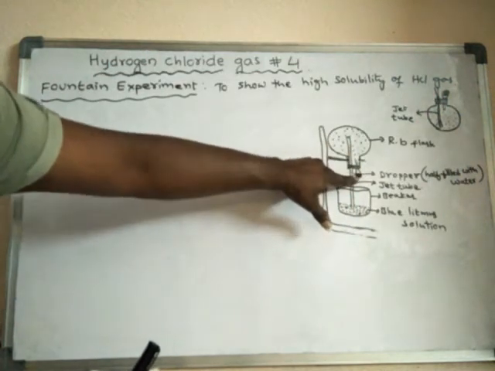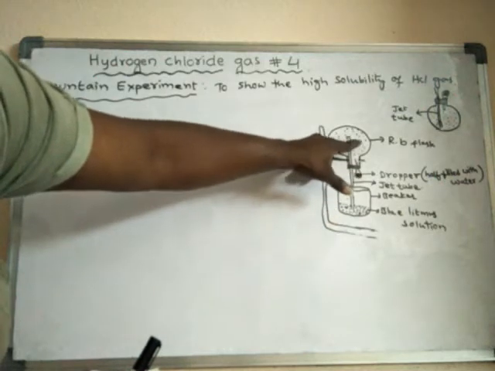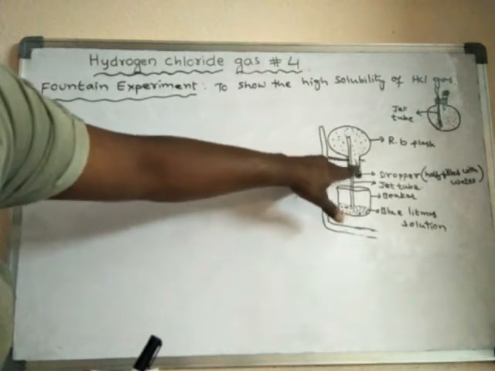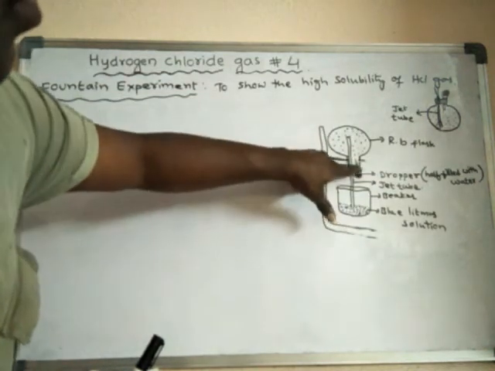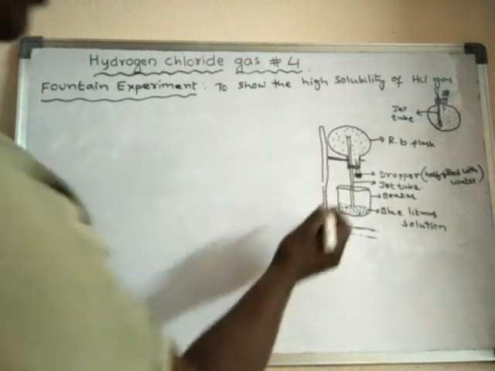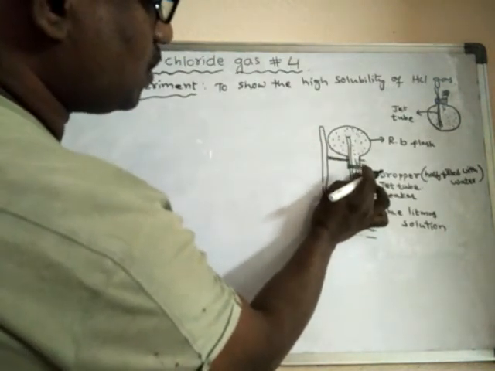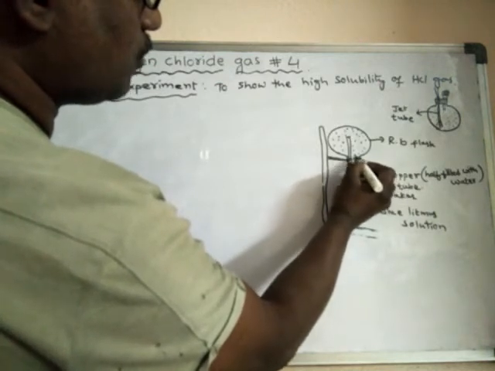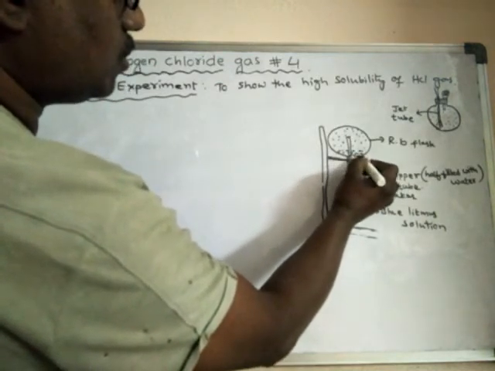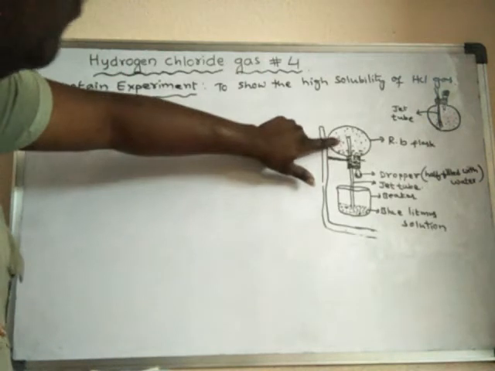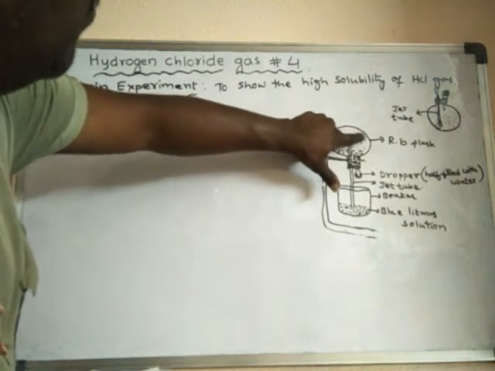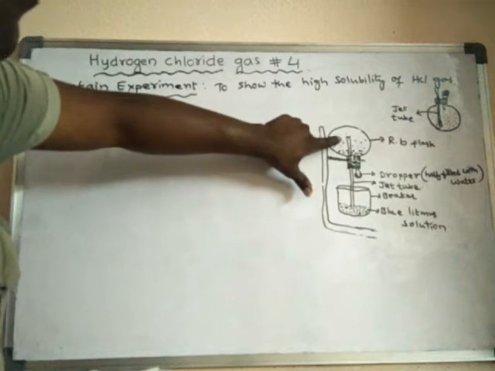The water which is present in the dropper will enter into this round bottom flask. So after pressing, now water has entered into this round bottom flask. So what does this water do? Every 1 milliliter of water can dissolve 450 milliliters of HCl gas. So the HCl gas present in it will dissolve in the water.